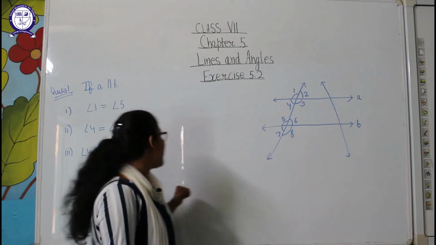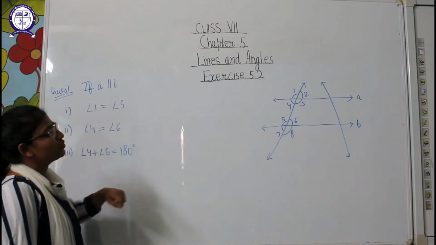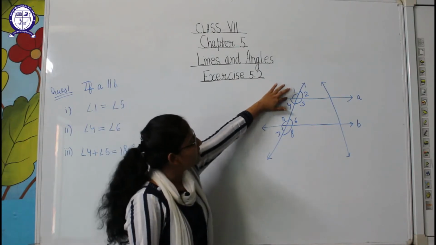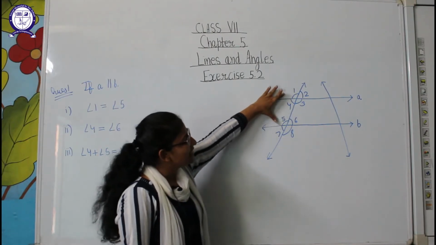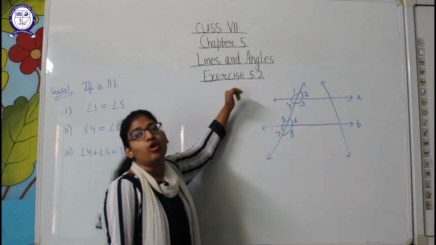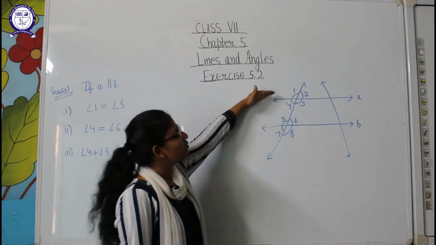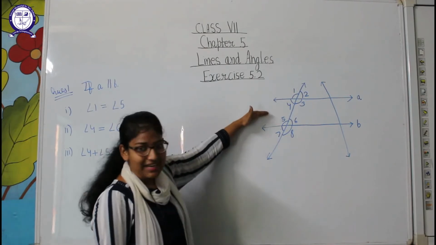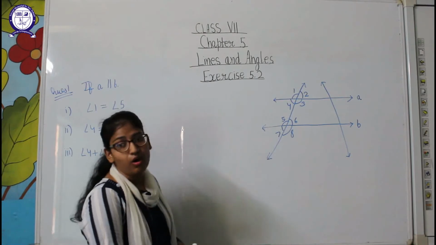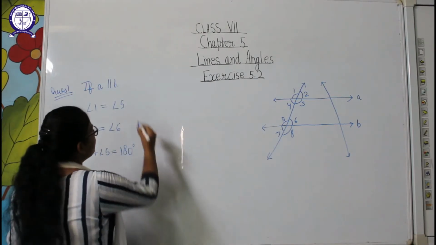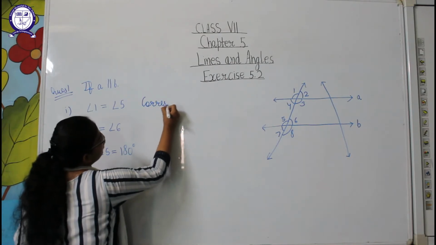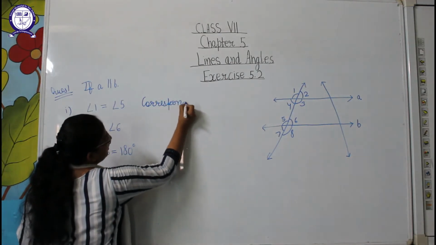Now the first part is angle 1 is equal to angle 5. What are angle 1 and angle 5 here? This is angle 1, this is angle 5. So we can clearly see, what type of angles are these? These are corresponding angles because they are on the upper part of the parallel lines and also on the same side of the transversal. It means they are corresponding angles. So what's the property here, or what type of angle is this? These are corresponding angles.